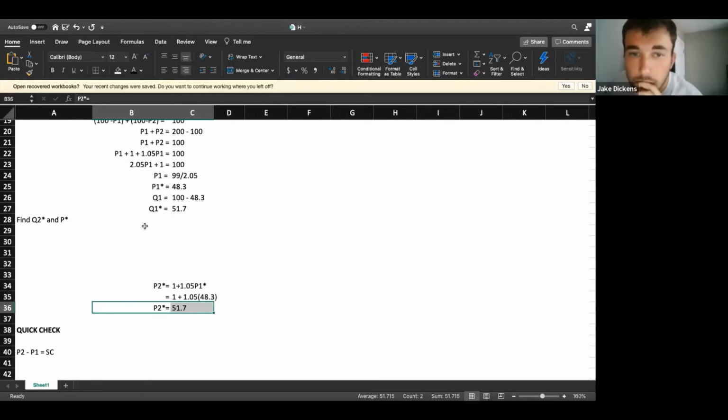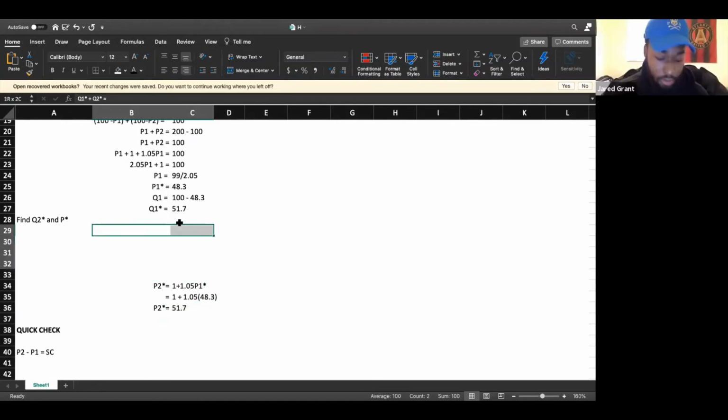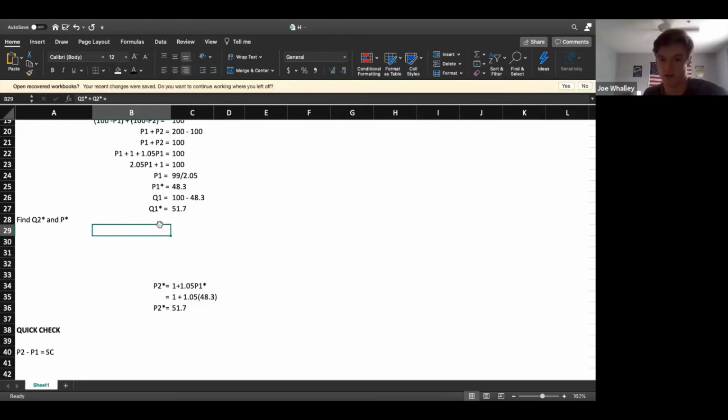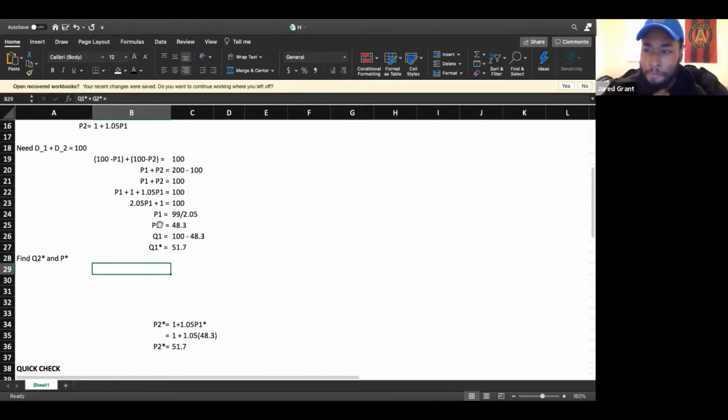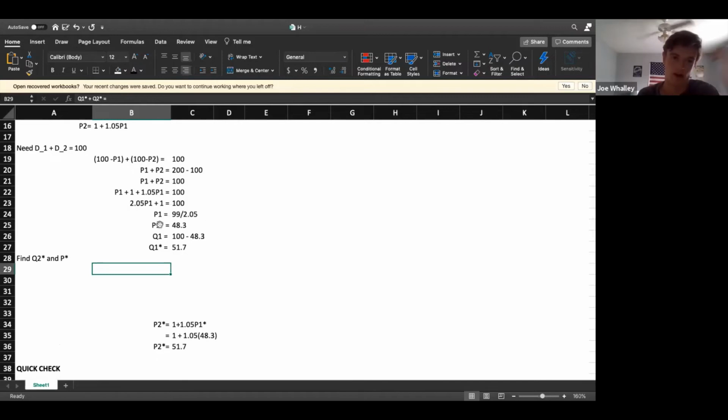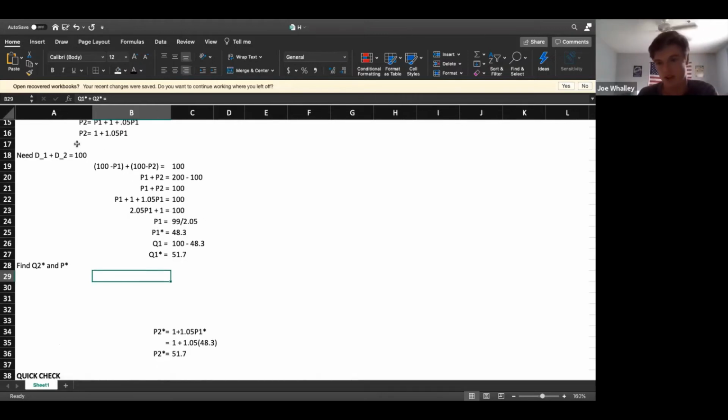True. Or you could do it another way. What's another way of doing it? You could do it that way, but what's another way? You could subtract 100 from your Q1 star. How did you come up with that? Because we know that our total, that D1 plus D2 equals 100. So if you've used Q1 already, then the remainder has to equal 100 because that's all you have.